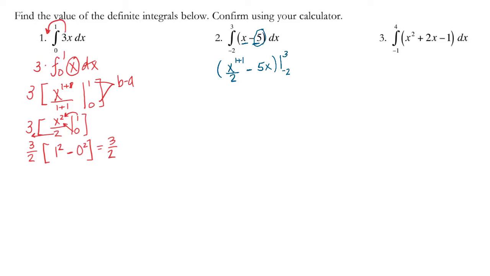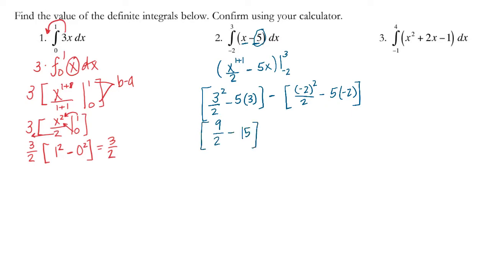So we're ready to start plugging in. And so we're going to have 3 squared over 2 minus 5 times 3. So do make sure you plug into both places with x. So there's your top minus the bottom. So here it's going to be negative 2 all squared. So we know that's going to become a positive. Minus 5 times negative 2. And so finishing this, that's going to be 9 halves minus 15 minus 4 halves plus 10.